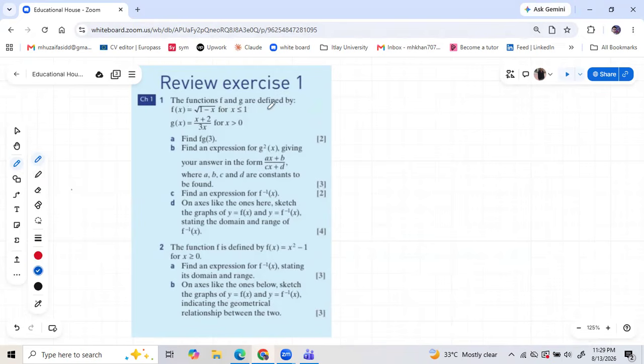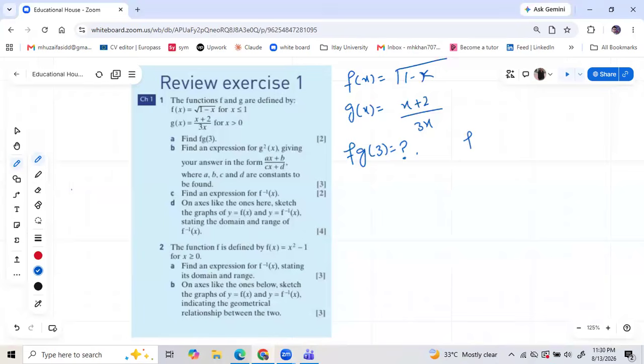the functions f and g are defined by. I'm writing it. Our f of x is equal to the square root of 1 minus x, and our g of x is equal to x plus 2 over 3x. So first of all, we want to find f of g of 3.